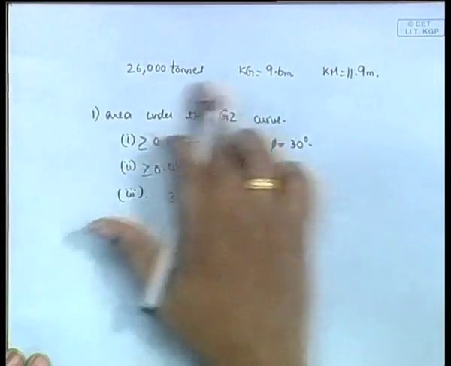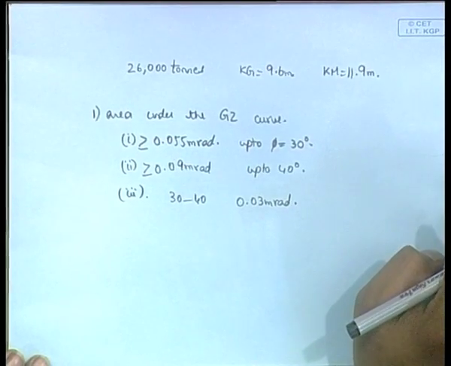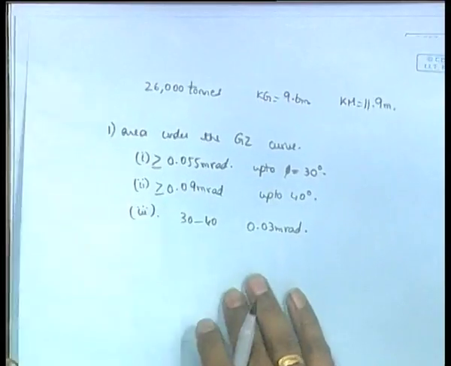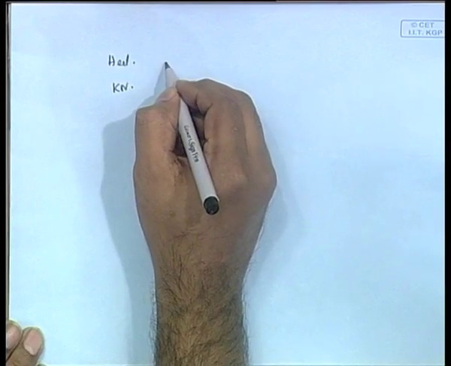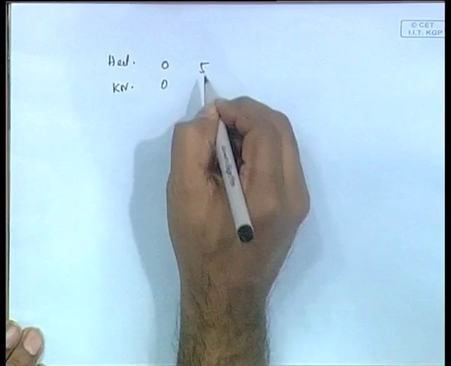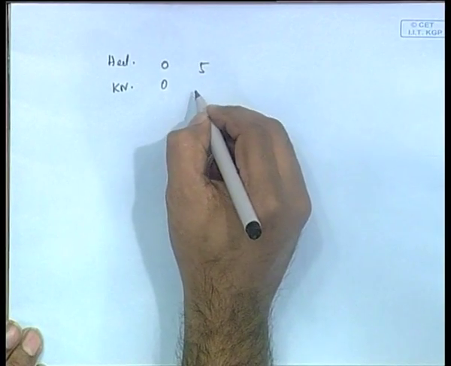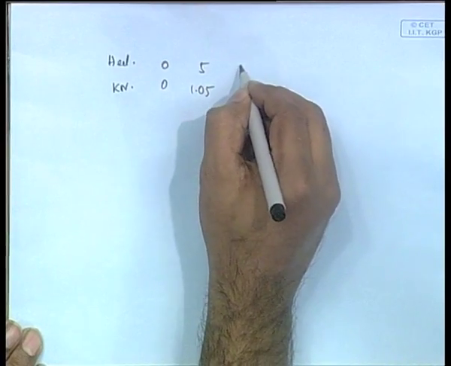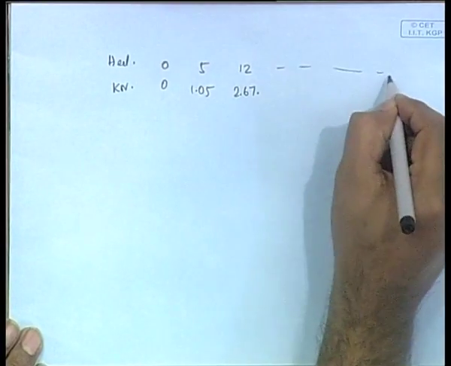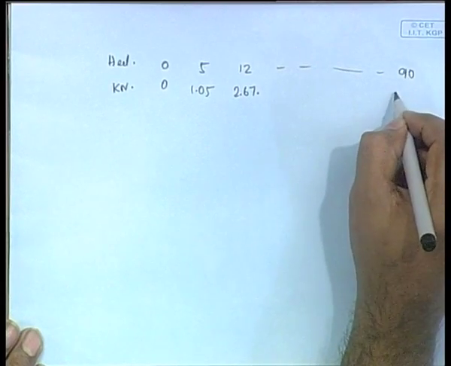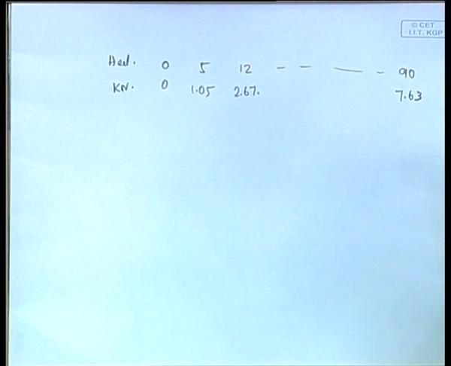So, your question is: does this ship comply with the load line regulations? Okay. So, you will be given the problem like this. You will be given heel and KN, means heel 0, KN 0, just like that problem I gave you with the GZ, like 1.05, 12, 2.67. Okay, like this you will have till 90, you will have 7.63. So, you are given the KN table, instead of the GZ table, from which you have to find the GZ.